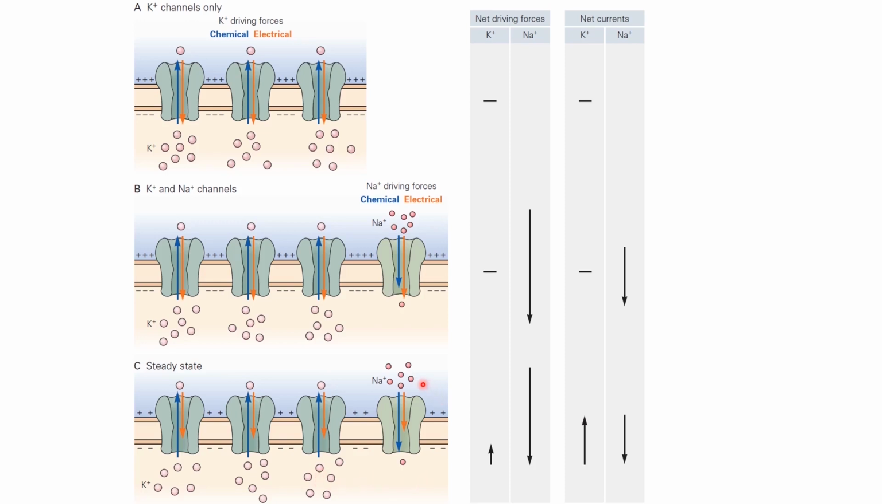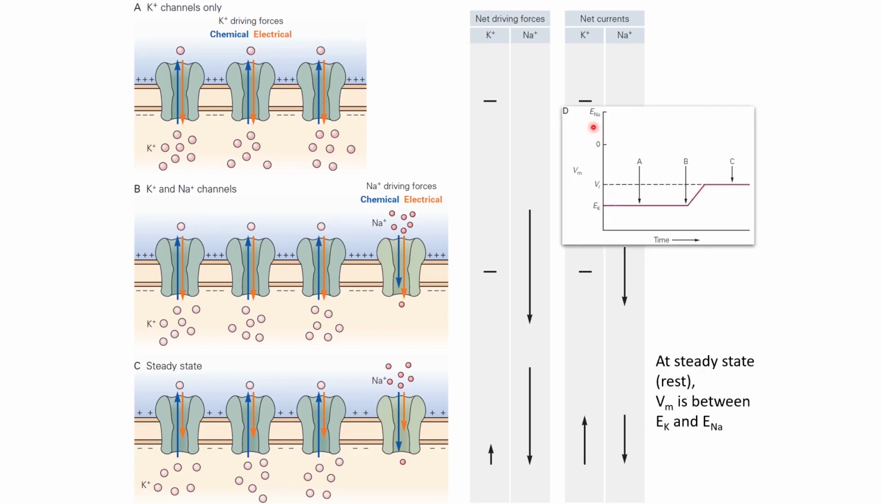So initially, when the sodium current is higher and potassium current is lower, the membrane will be becoming less negative over time. But as the potassium current also increases, eventually a steady state will be reached where the sodium current and the potassium current balance out, and the membrane potential would stop changing at that point. And that point will be somewhere in between the equilibrium potential of sodium and potassium, as shown on this plot.